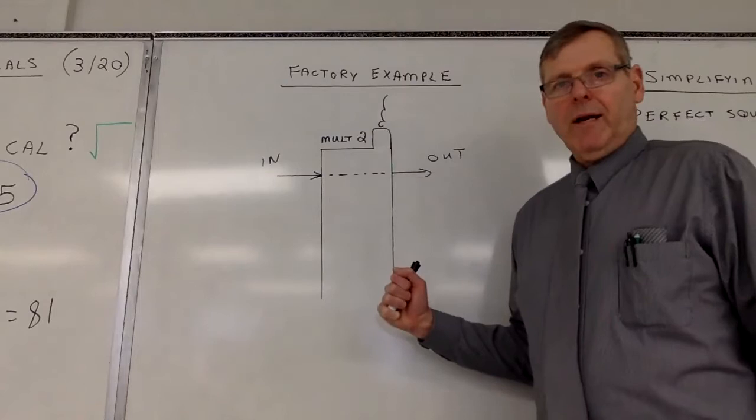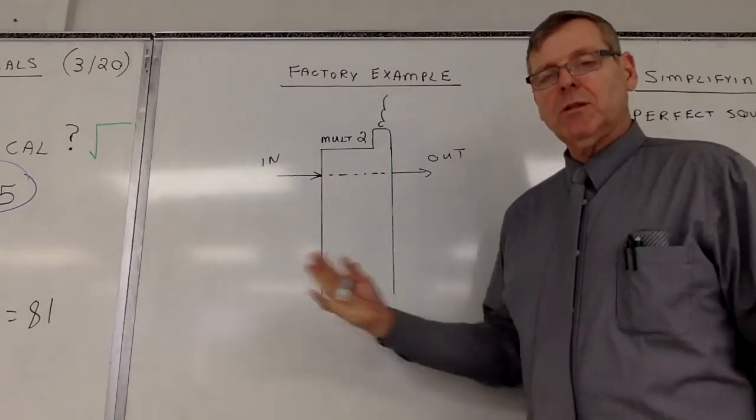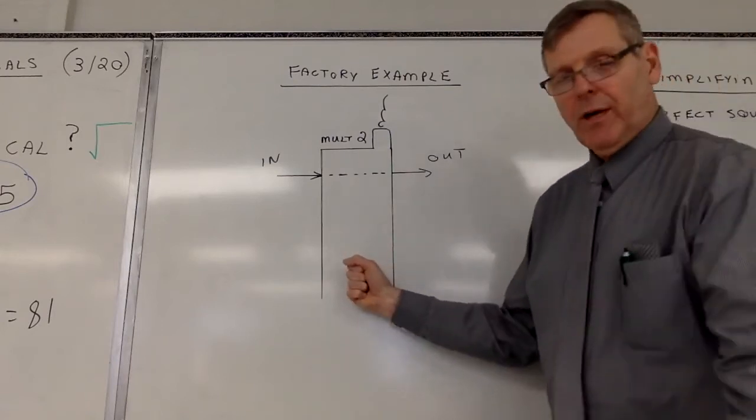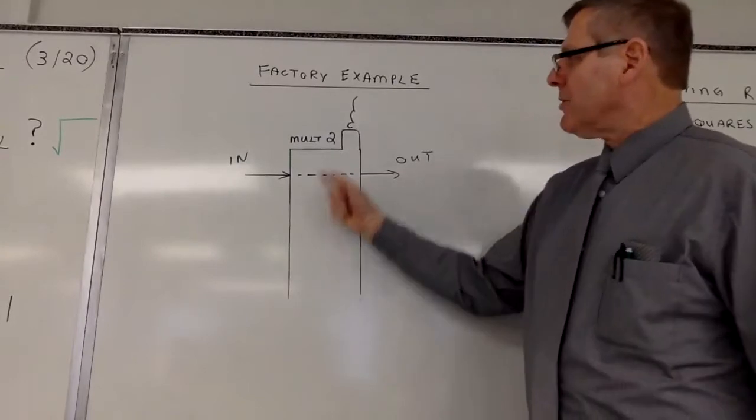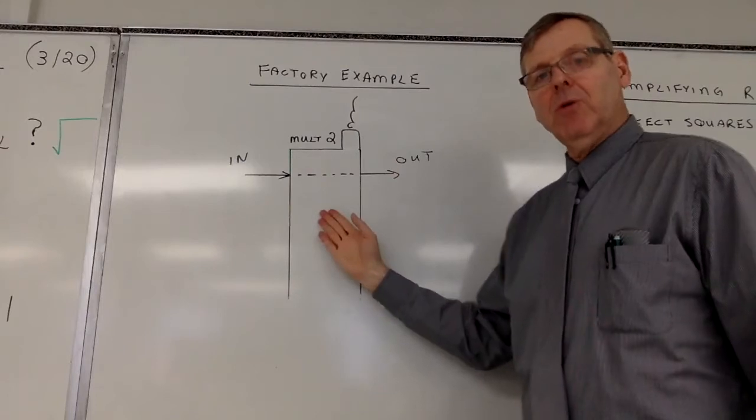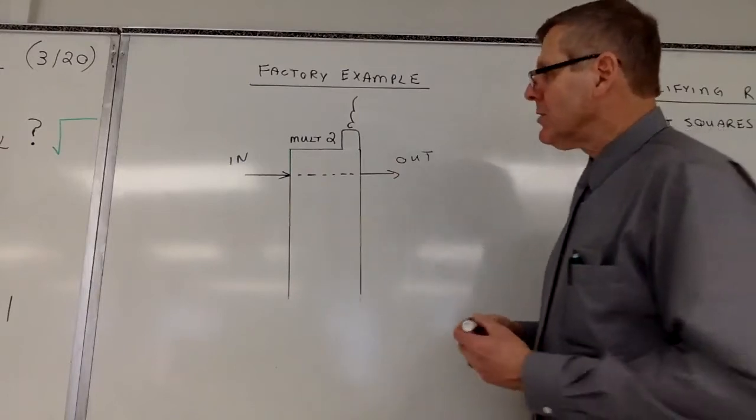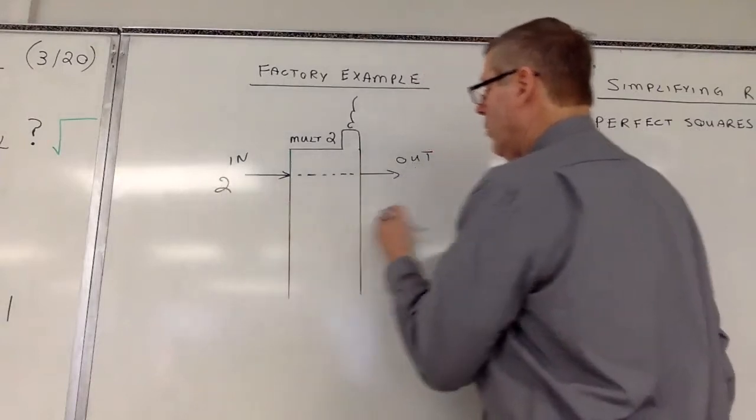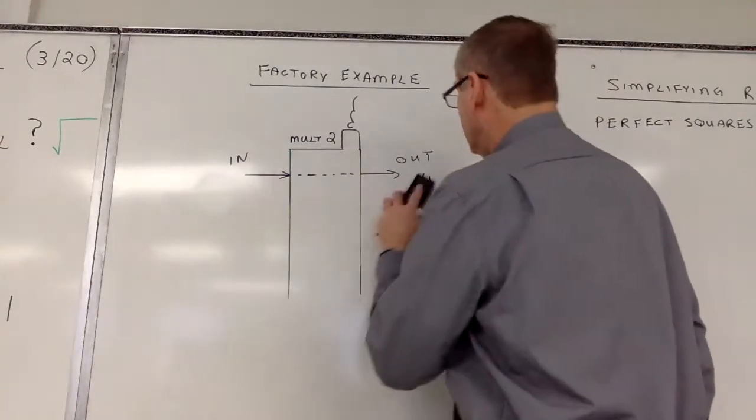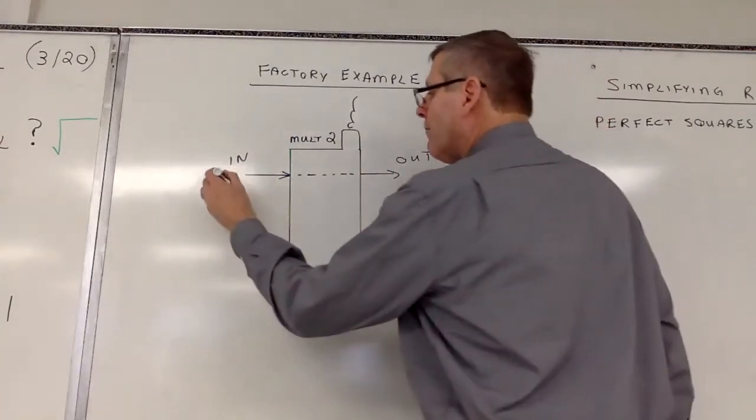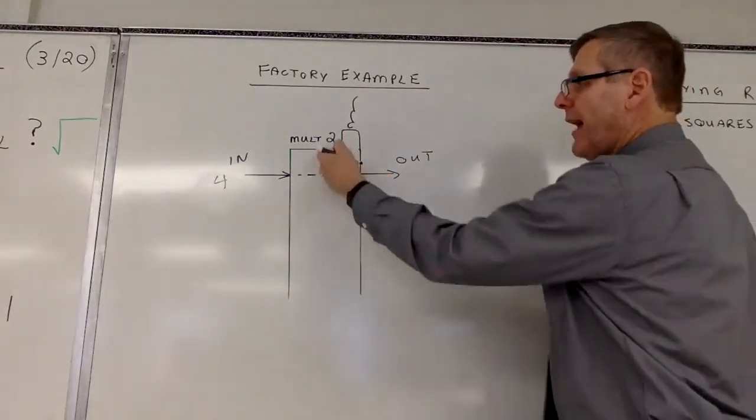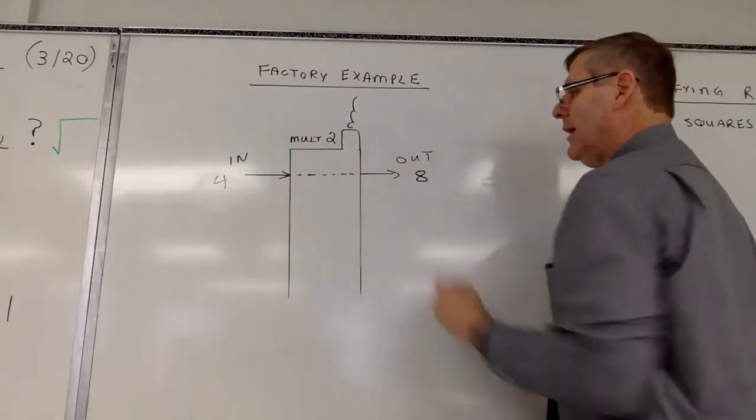To better understand radicals, I'd like to give you a factory example just to put it into perspective for you. Think of this as a factory that I work at. Only at this factory, what I'm doing is I'm multiplying everything that comes into my factory by 2, and then I'm sending it out. So if 2 comes into my factory, what would come out? 4. That's pretty easy. You just multiply it by 2. What if, say, 4 was to come into my factory? Again, I would have to multiply it by 2 because that's what my factory instructions are, and I would send 8 out.